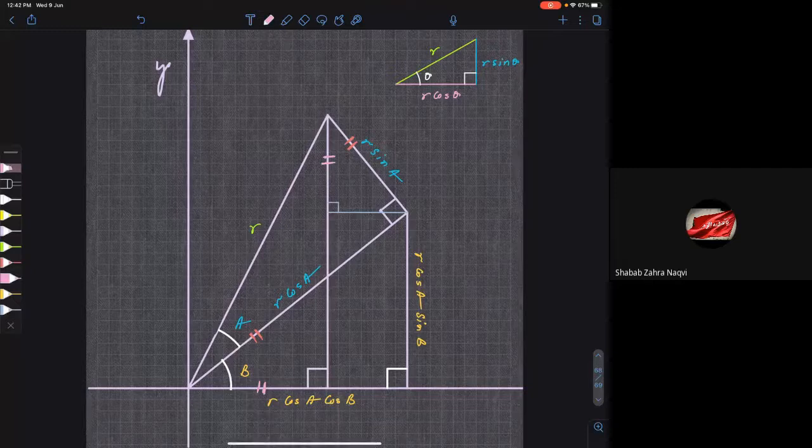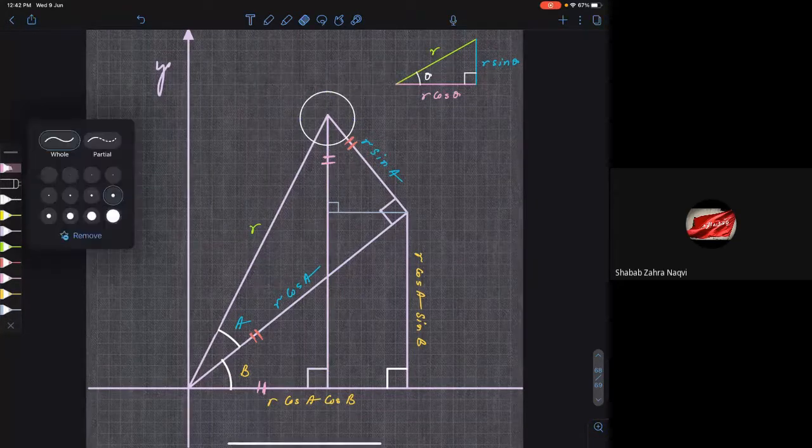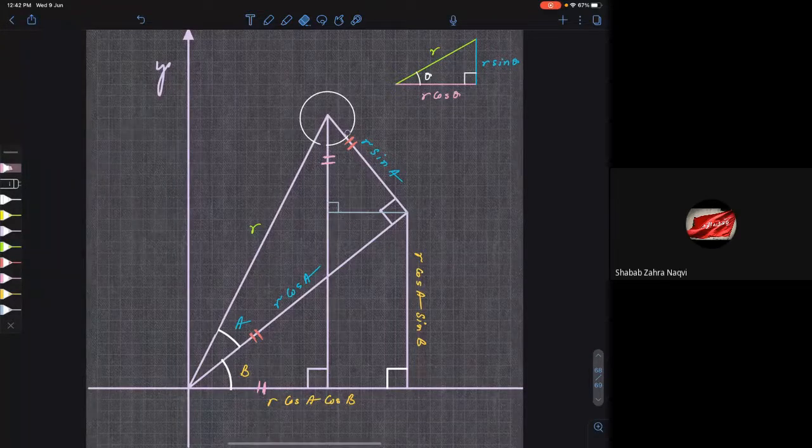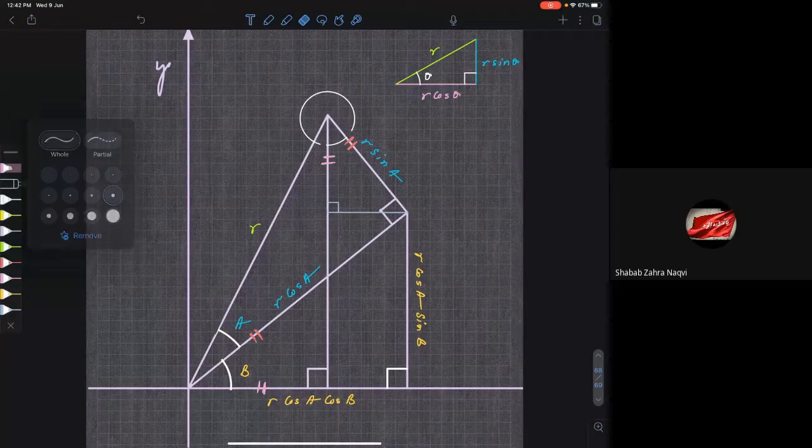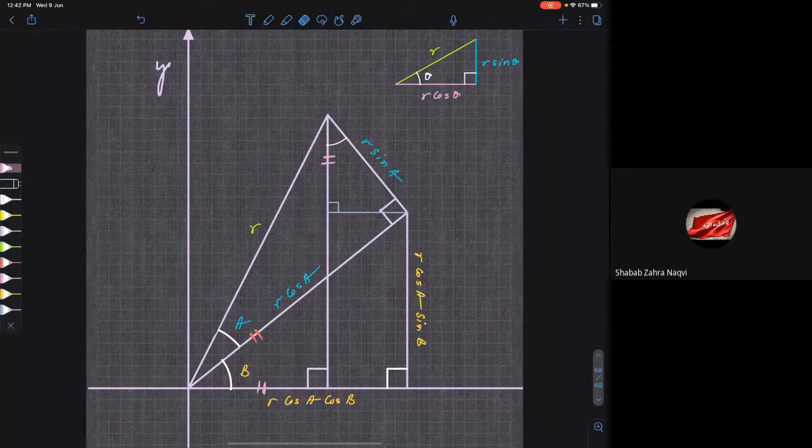Clear? So if the angle between these two is B, then the angle between these two should also be B. Same, the angle is B again. So I'm just drawing that. Shall I erase these markers here? So if this is B, then this is also B. Do you agree?